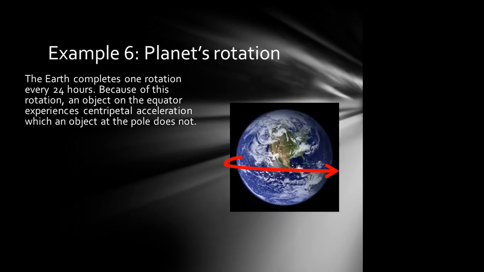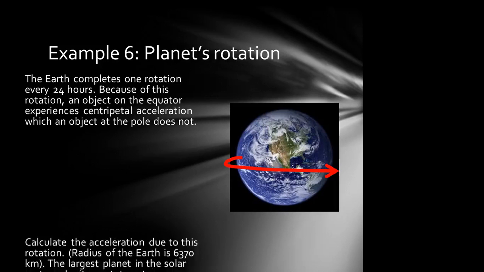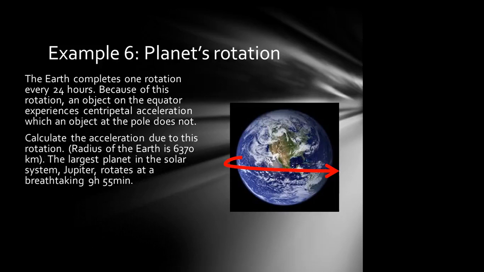So we know the period of an object moving around the Earth because it's exactly 24 hours. The Earth rotates once every 24 hours. Okay, we can calculate the acceleration due to this rotation. So using the formula for centripetal acceleration, I want you all to go and calculate this acceleration for people on Earth. Okay, the piece of information I'm giving you is the Earth's radius is 6370 kilometers.